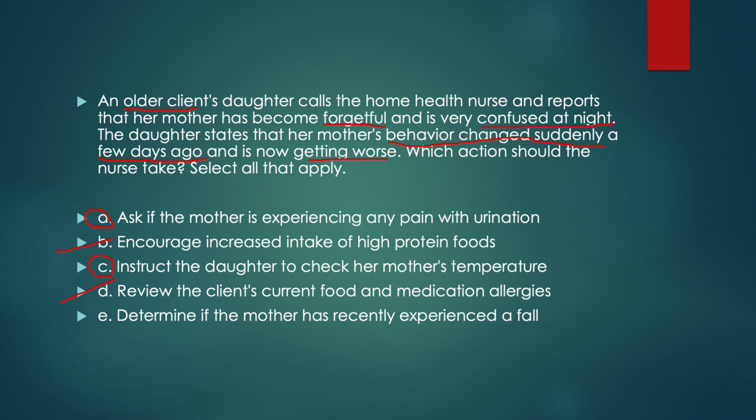Determine if the mother has recently experienced a fall. Yeah, see how I talked about head trauma earlier? Because whenever you hear someone's had an acute change, it's only a handful of things. It's either a brain bleed, sudden head trauma from a fall, or UTI, especially when we use this right here, older client. Just expect to go in that direction.